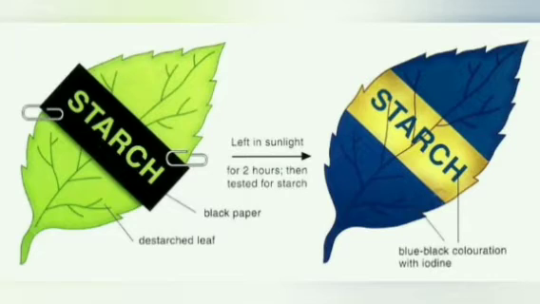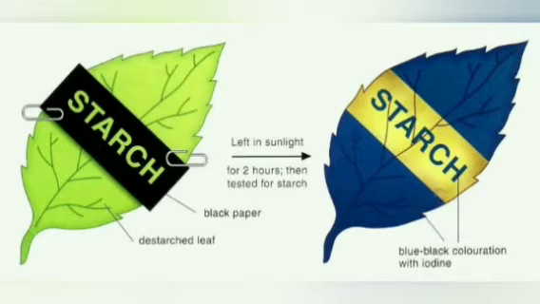So we will pluck out this particular leaf from the plant, take off the black strips, then we will do the iodine test. We will destarch the leaf by putting it in boiling water and again boiling it in ethanol, and then go ahead with the iodine test.